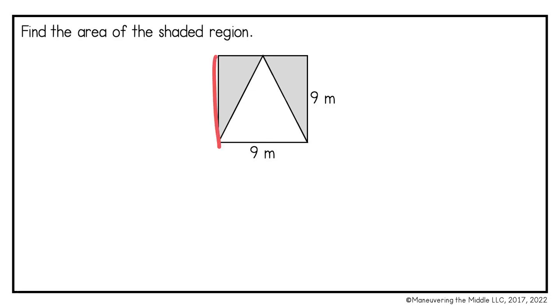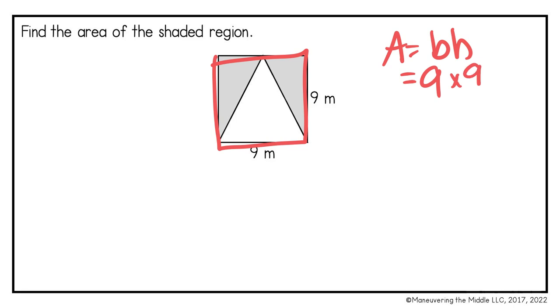So first we have to find the area of this whole thing. So it's going to be base times height. Base is 9, height is 9. So the whole thing is 81. Then we need to figure out just the shaded part. So we have to find this triangle and get rid of it.